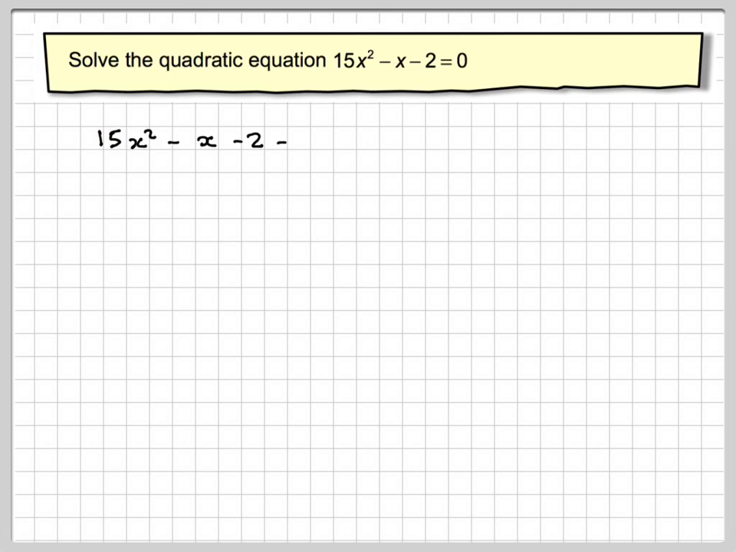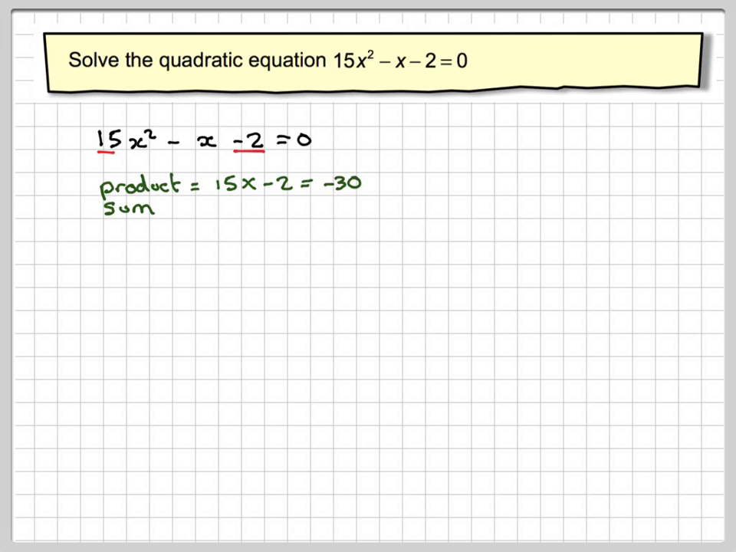So first write down the quadratic, 15x squared minus x minus 2 is equal to 0. Now I like to use this method because it works when this number here is not actually equal to 1. So the product you get by multiplying that number underlined in red by that one, so that's 15 times minus 2, and you have to take into account the sign. So 15 times minus 2 gives me minus 30.